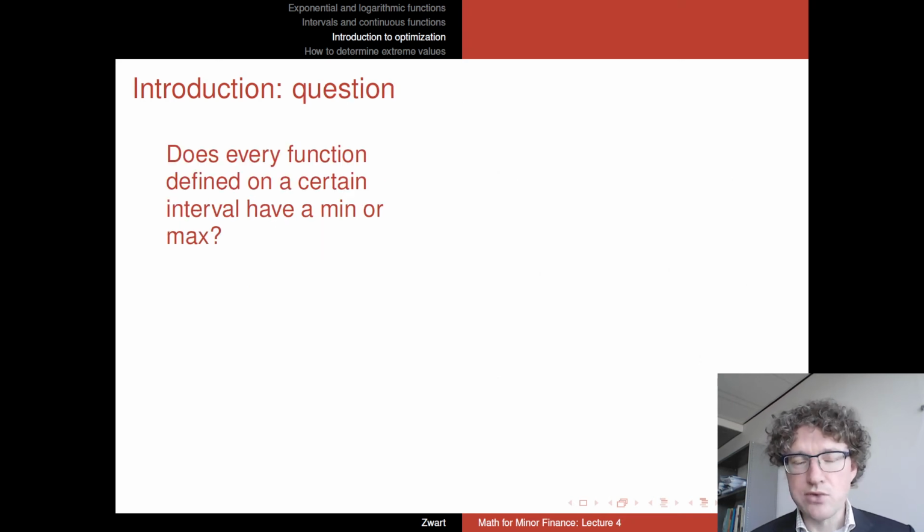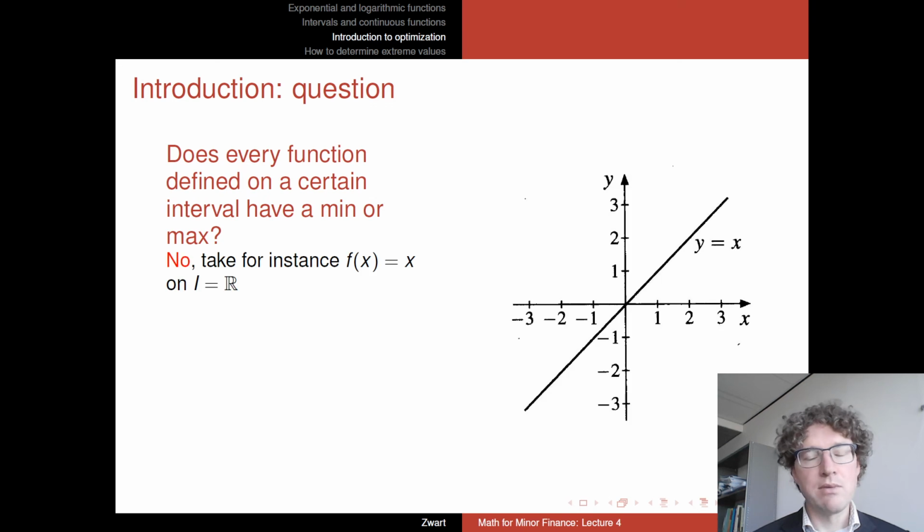So that brings us to another important question. Does every function defined on a certain interval actually have a minimum or a maximum? Well, no, that will not be the case. So take a very simple example. Here the function f(x) equals x. Here you see the graph of this function. It's defined on the whole real line.